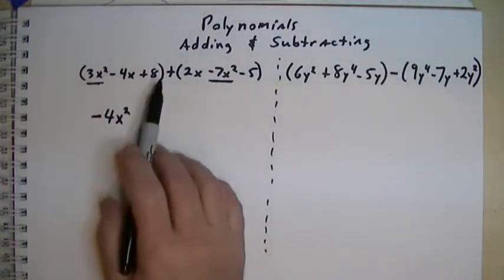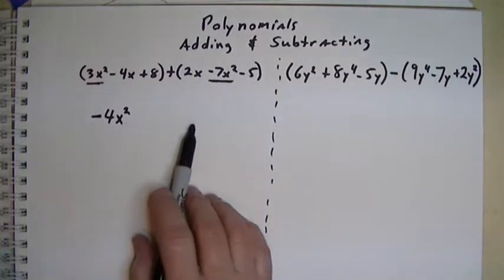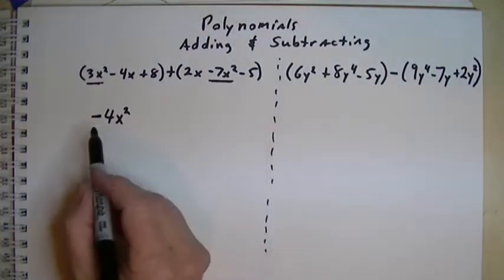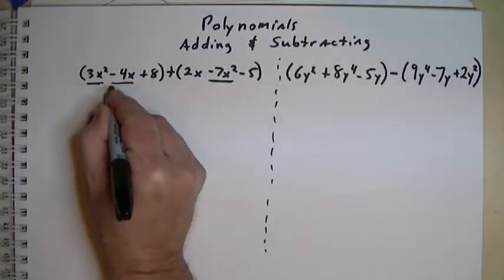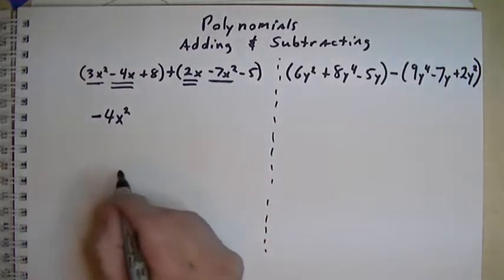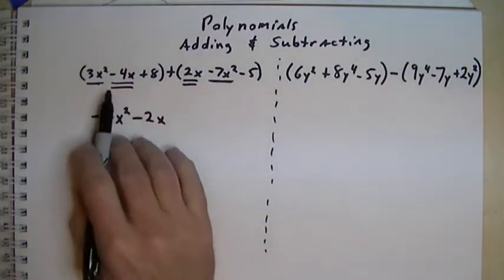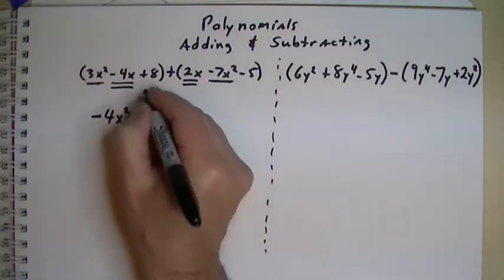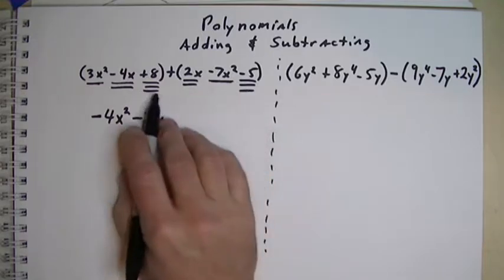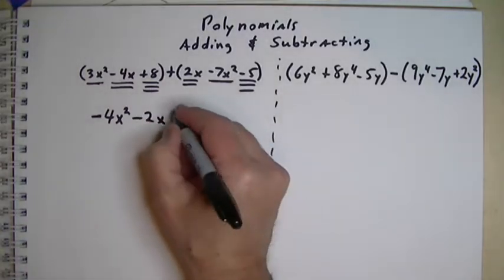Next, and I want to go in descending order of degree, because then my answer will already be in standard form and I don't have to rewrite it, and I like saving time. So here we have a negative 4x, here we have a positive 2x. Those are going to combine to make a negative 2x, and now we've taken care of those terms. All that's left is the negative 5 and the positive 8. When we put those together, essentially 8 minus 5, we get 3.